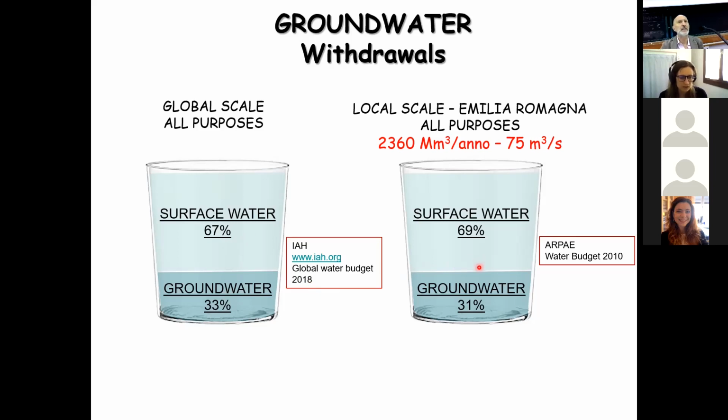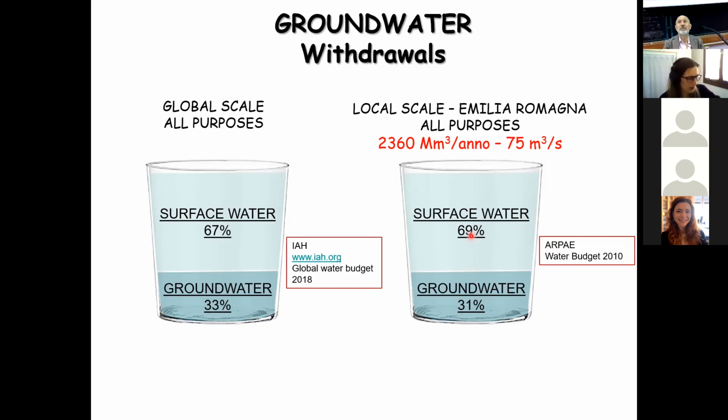Also in Emilia-Romagna, the proportion is more or less the same. And you see the comparison according to the ARPAE water budget is a bit older than the other one, but it's more or less acceptable for our estimation. 2/3, about 70% for surface water, 31% from groundwater.